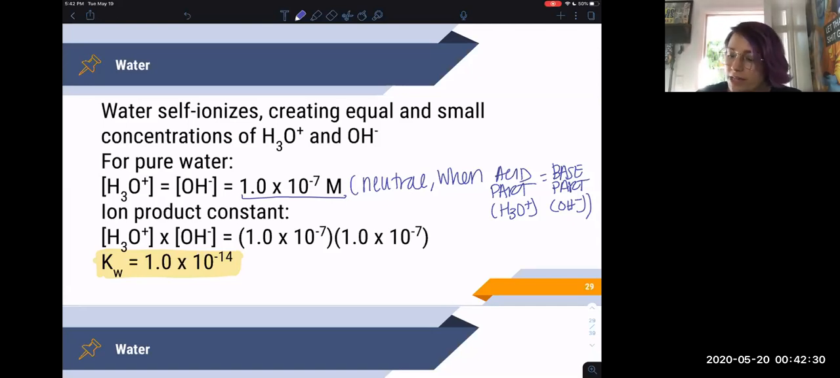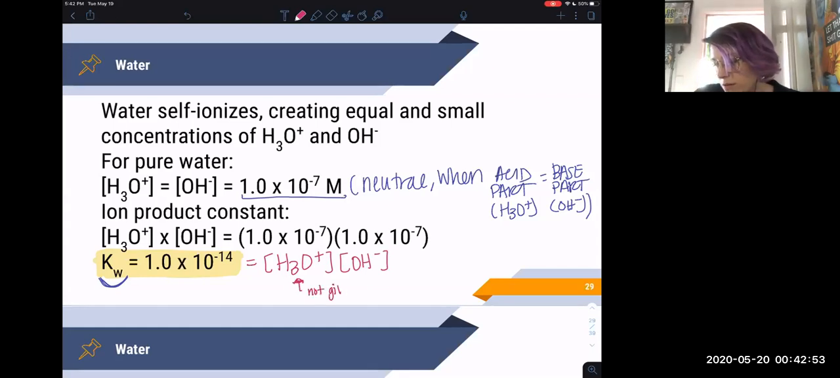And then we get this Kw here. I will show you how to get that on Thursday, but by multiplying those two numbers together, we get this number. This is given to you. You need to add in your memory that this is equal to hydronium times hydroxide. Okay, not given to you, but you should know. We'll talk about how I get that formula for this K value.